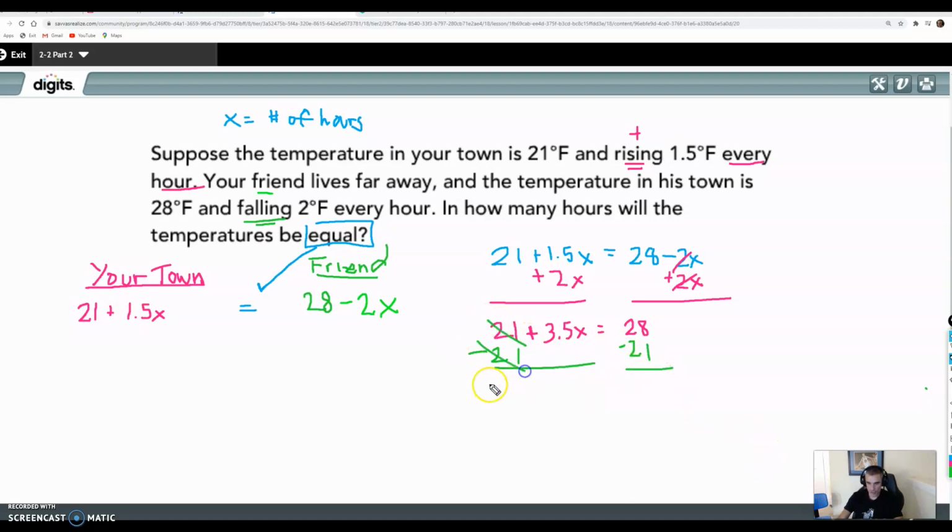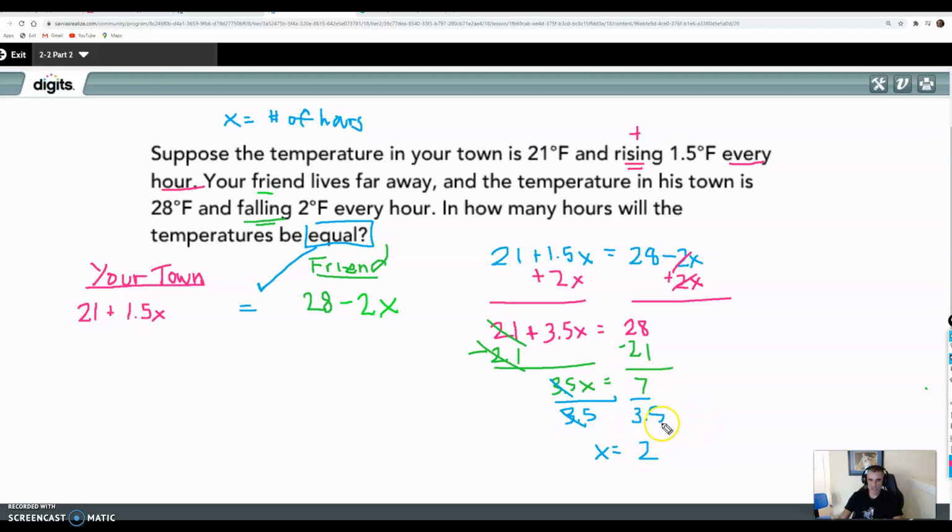21 minus 21 cancels. I'm left with 3.5x is equal to 7. Okay, x times 3.5, so we're going to divide by 3.5. Divide by 3.5. By dividing by the same number, they cancel, and I get x is equal to, and you can use a calculator here if you want, but 7 divided by 3.5 is 2, right? 3.5 times 2 would give me 7.